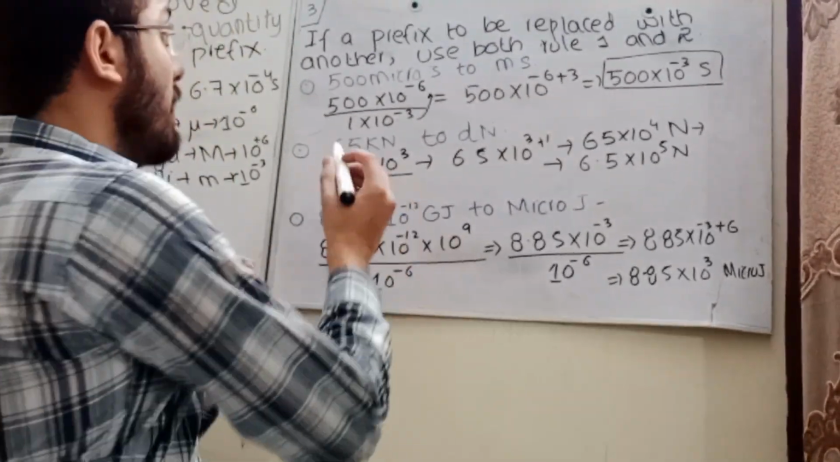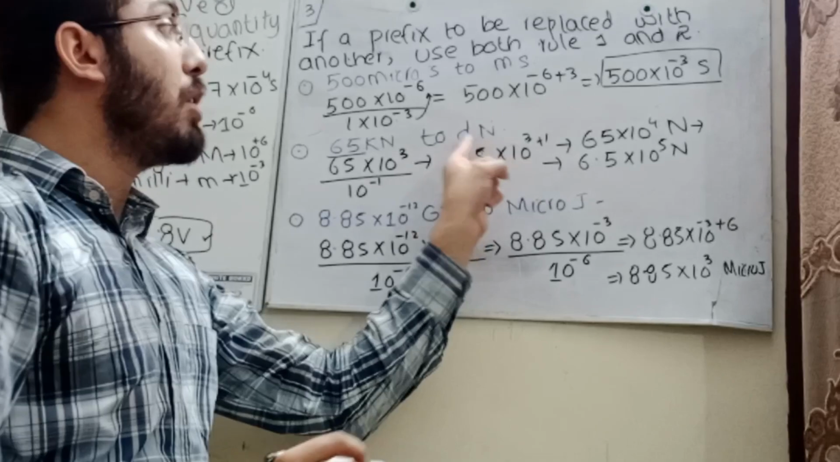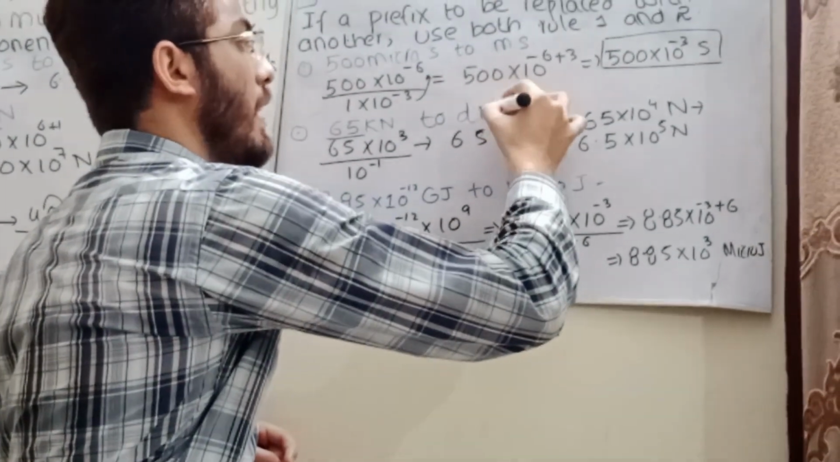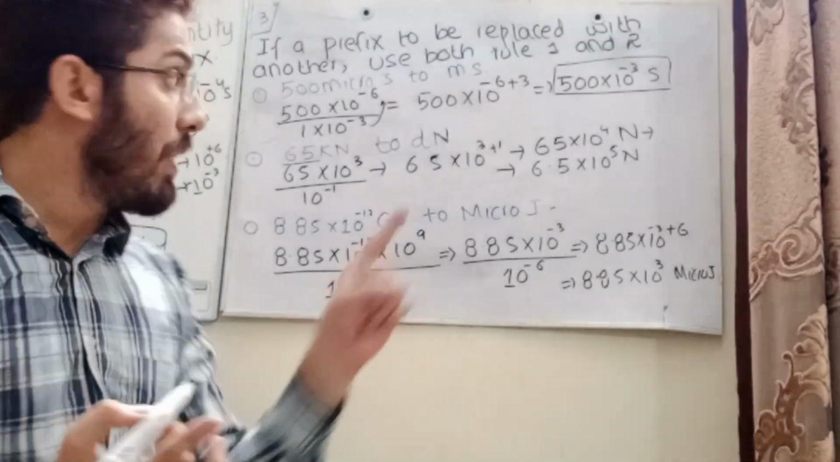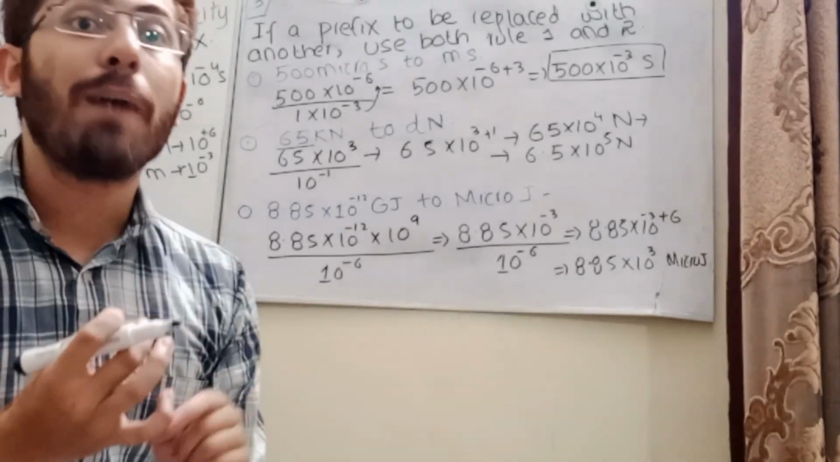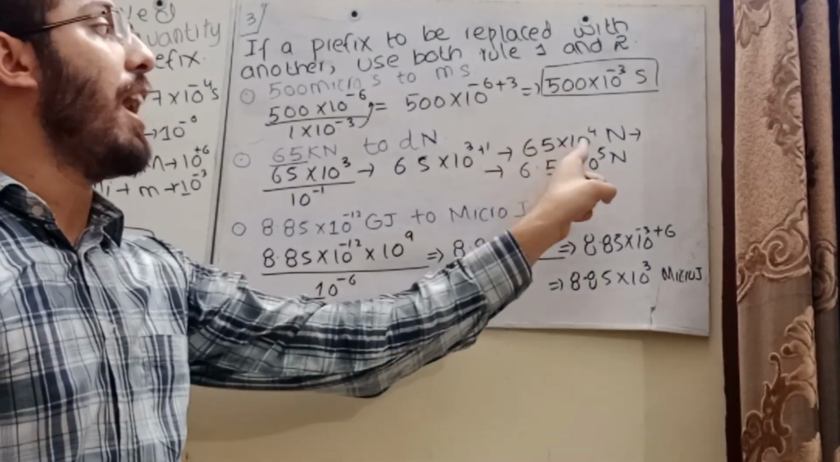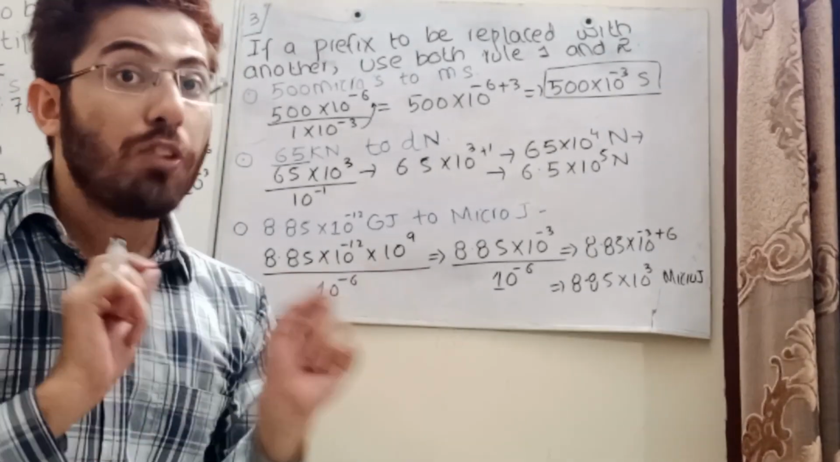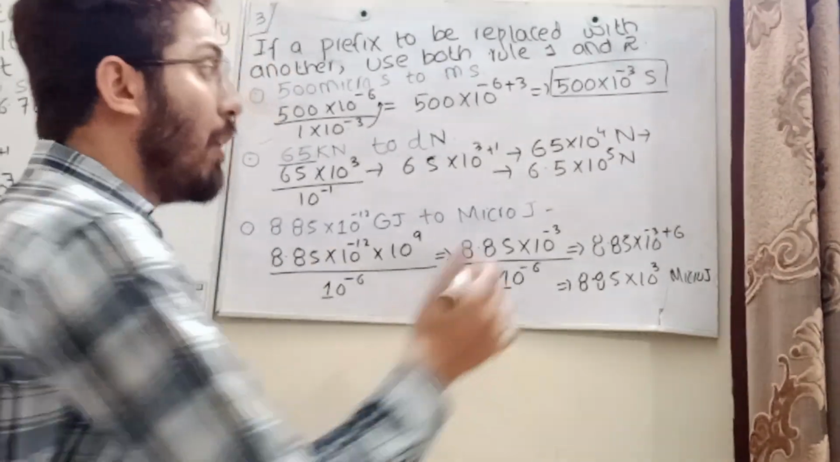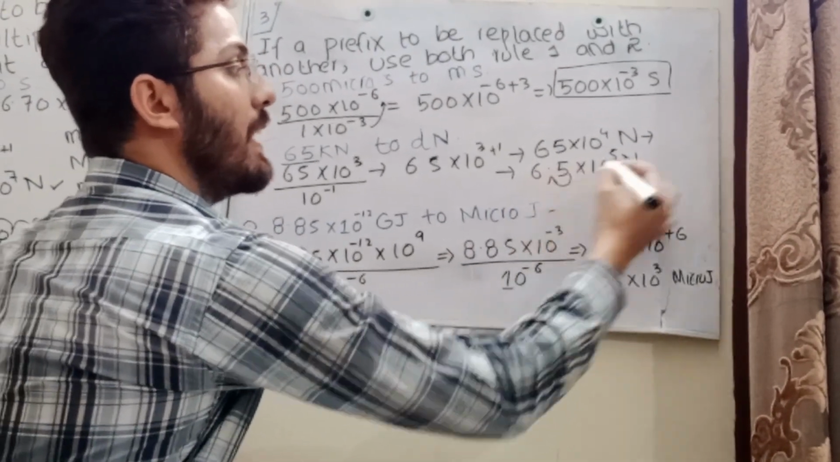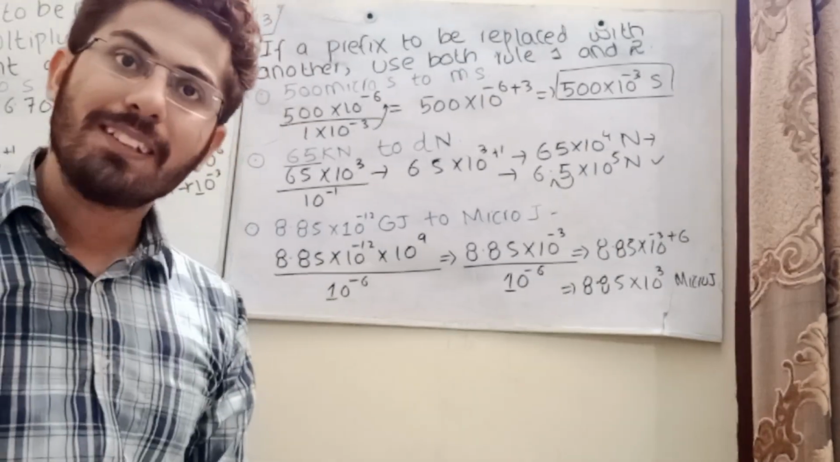Example number 2, 65 kilonewton to decinewton, student. Kilo means 10 to the power 3, student. Deci means 10 to the power minus 1. Minus 1 will go upward. It will become 65 exponential 4. Now, this is not the standard form. You are going to shift backward one time to get the standard form answer.